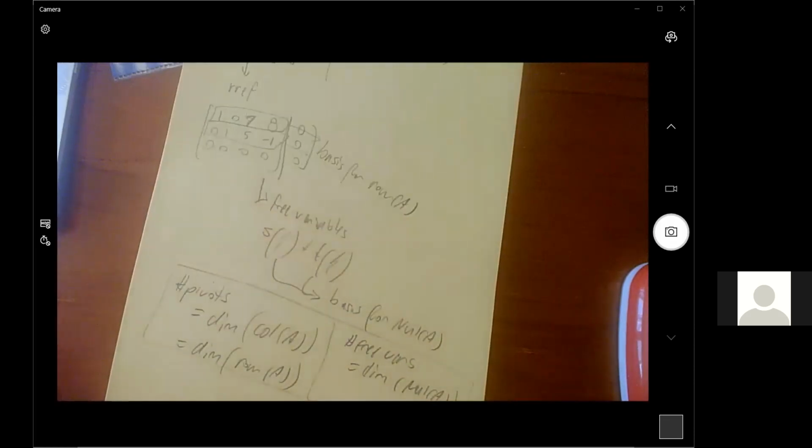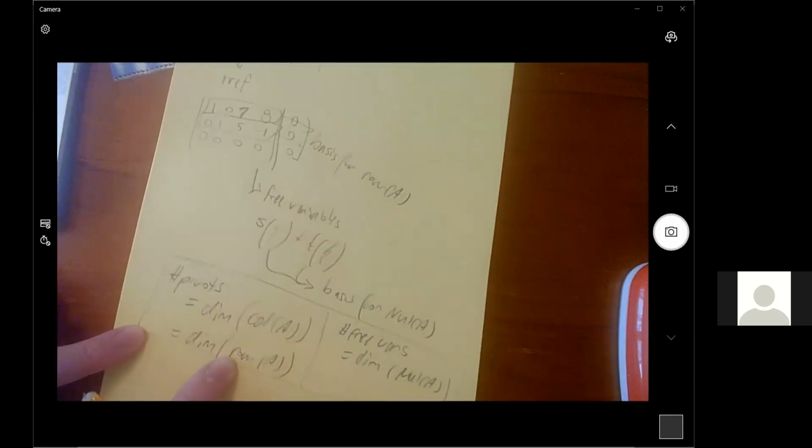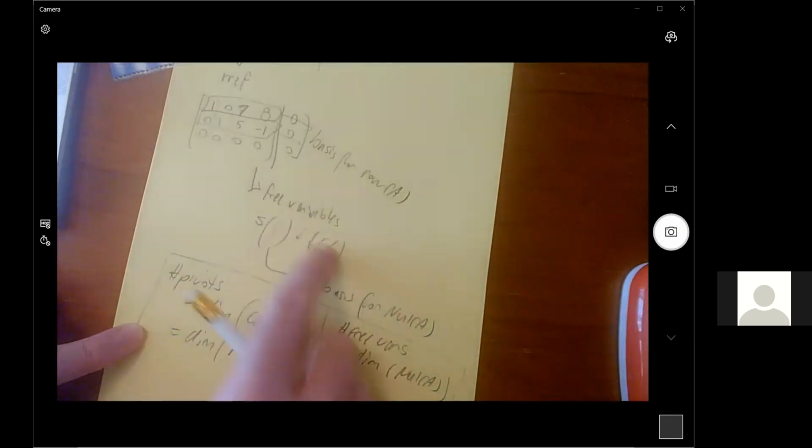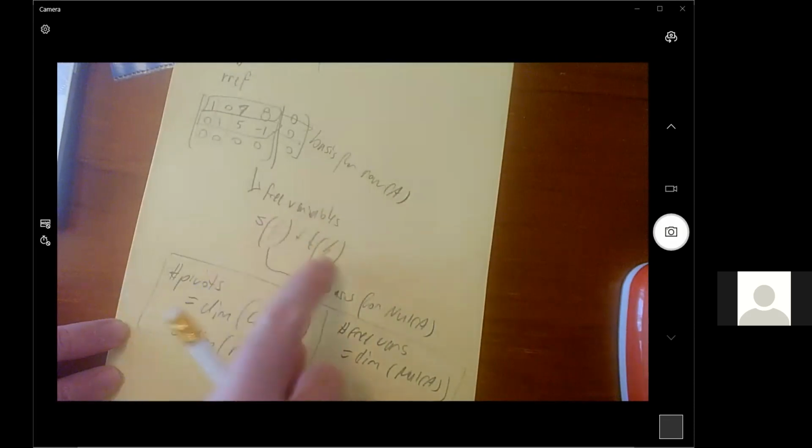And that works out every time because the pivots tell you which ones are the basis. And so however many pivots there are is however many there are in the basis for these 2. And you create the null space from the free variables, and each free variable will go with a vector, and that will produce the basis for the null space.